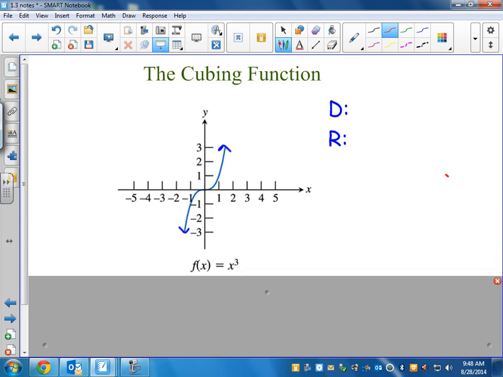Cubing function, I call this a cubic function. Maybe I should change what I say, but I can't at this point in my life. But again, it's just because it's x cubed.